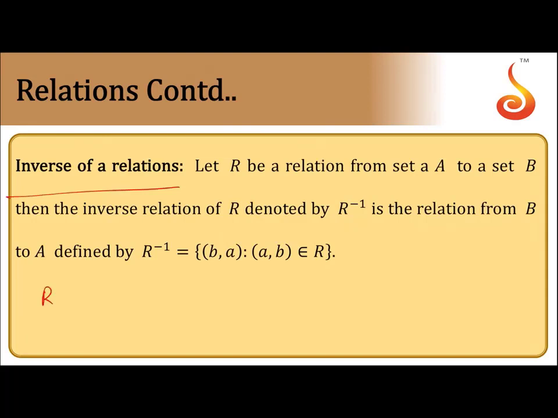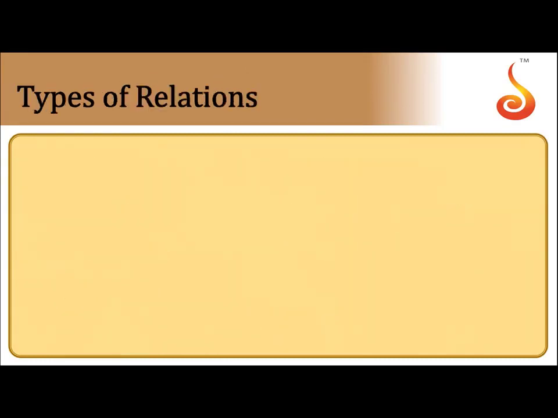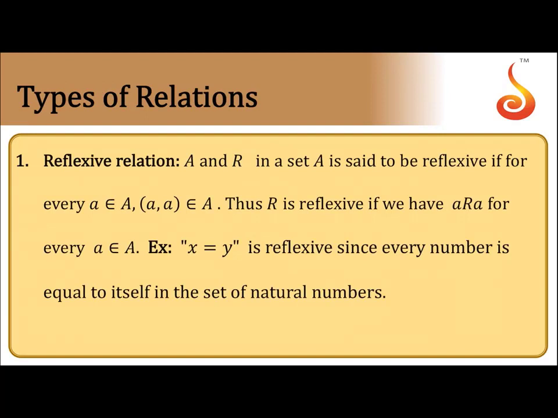Coming to the next, inverse relation. For example, if the relation has ordered pairs (a, b), (c, d), then the inverse relation is the set of ordered pairs wherein the ordered pairs are reversed: (b, a) and (d, c). That is defined to be called the inverse relation. That means the inverse relation is (b, a) where (a, b) belongs to R. Coming to the different types of relations which are defined on one set.